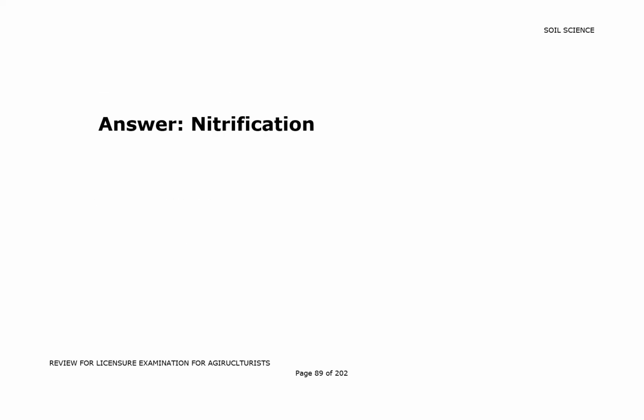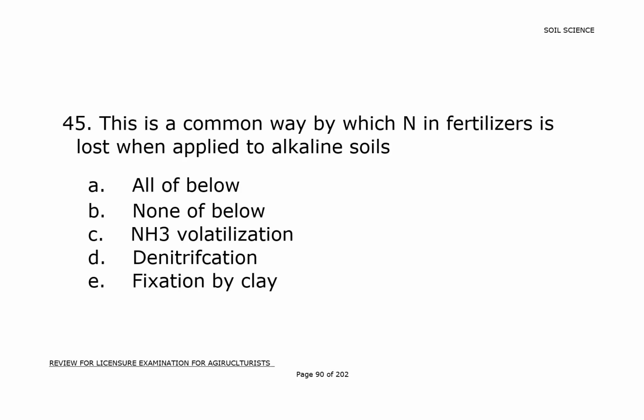The answer is nitrification. Number 45. This is a common way by which N in fertilizers is lost when applied to alkaline soils. A. All of below. B. None of below. C. NH3 volatilization. D. Denitrification. Or E. Fixation by clay.